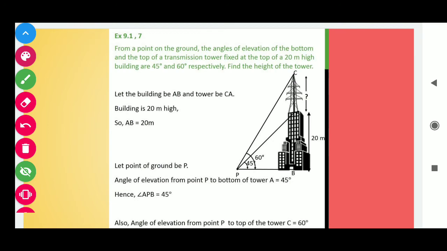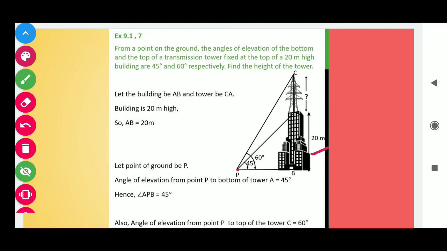From a point on the ground, the angles of elevation of the bottom and the top of a transmission tower fixed at the top of a 20-meter high building are 45 degree and 60 degree respectively. Find the height of the tower.